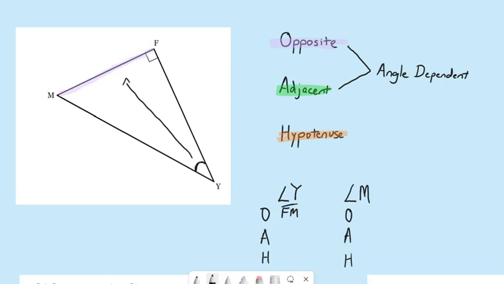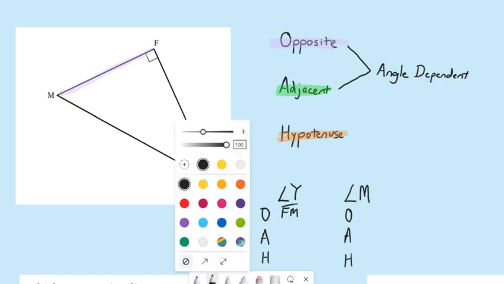Now, adjacent. Adjacent means next to. Now, there's two line segments that are next to angle Y, right? But one of them is the hypotenuse. The hypotenuse is across from the right angle. So it's not going to be that one. It's not going to be YM, right? Get rid of this so we don't see that anymore. We want the side length that's next to it that's not the hypotenuse. And that's going to be FY. So let me put that there.